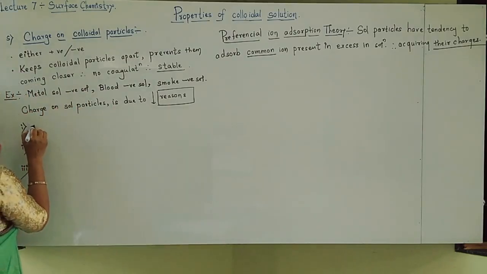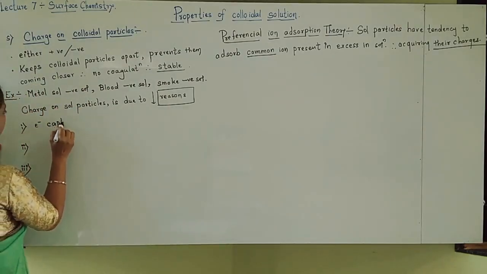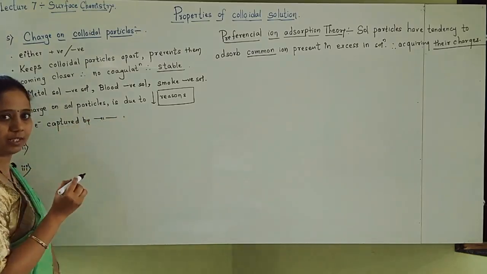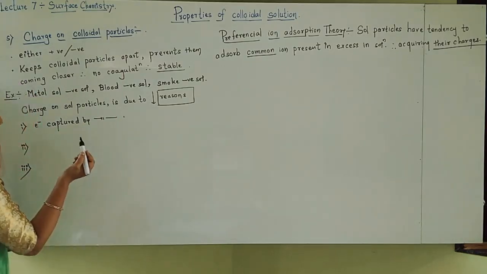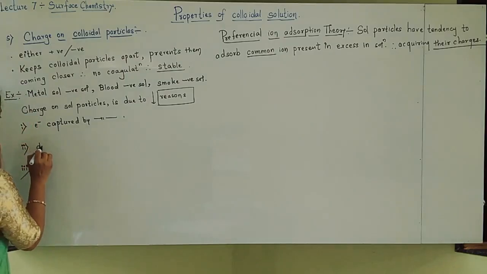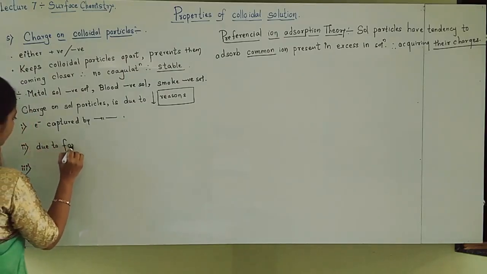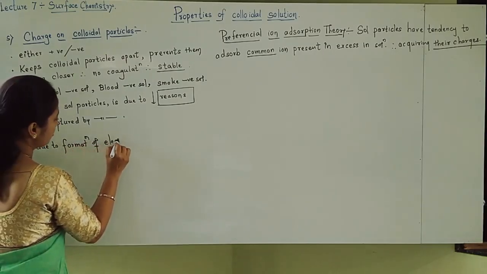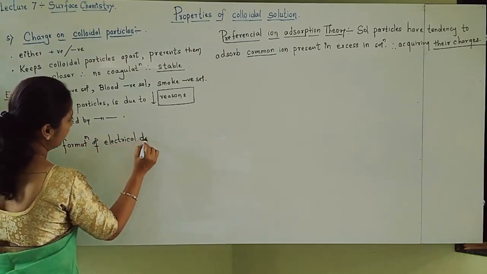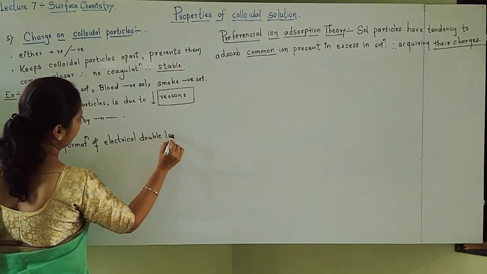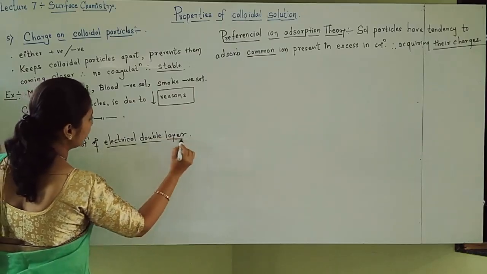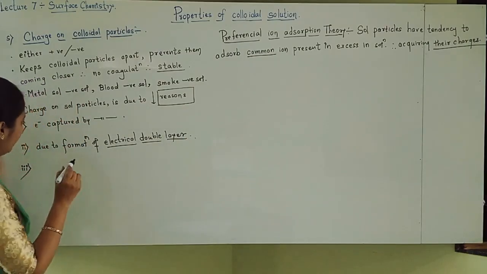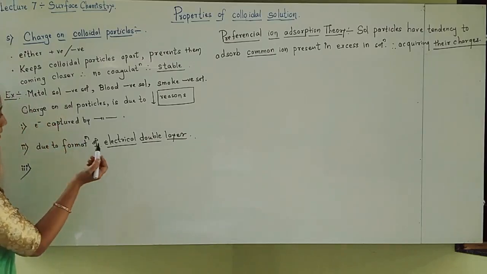First reason I am writing: electrons captured by the particles. If they capture electrons, they may get a negative charge. Second reason is due to formation of an electrical double layer. The electrical double layer that is formed is called the Helmholtz double layer. Due to that also, colloidal particles will have charge.